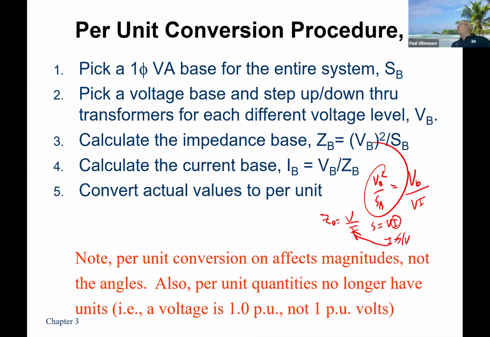If I'm in step 4, and I need to calculate I base, then I can just take V base and divide it by Z base, or I can do S base divided by V base. It doesn't matter, either one will work. And then I'm ready to convert my impedance diagram into what we call a per unit diagram.